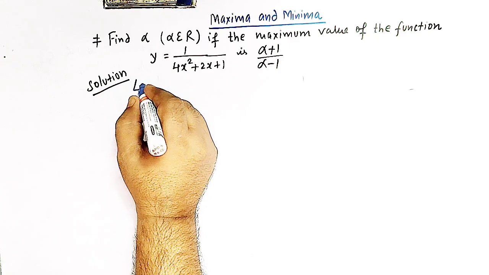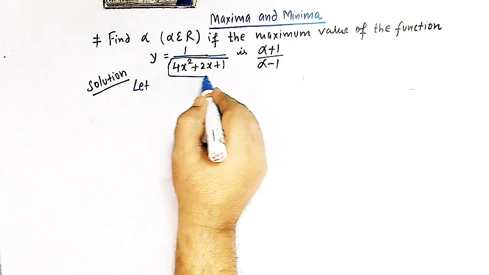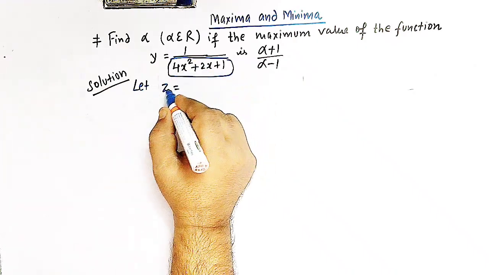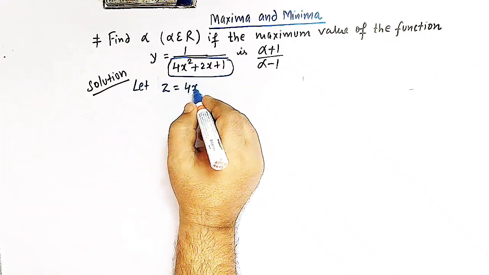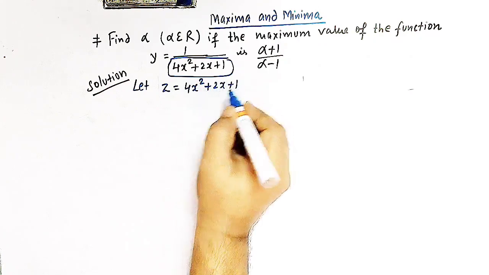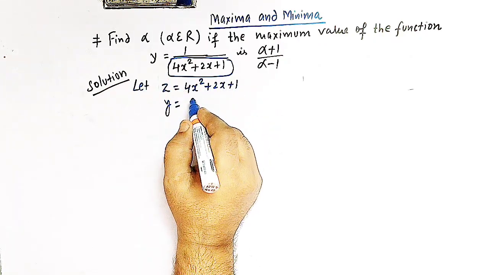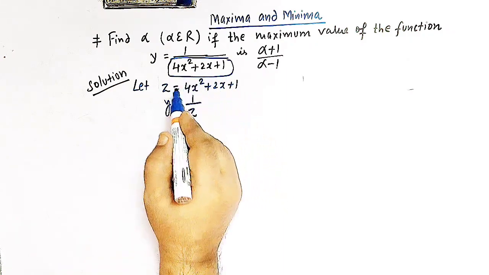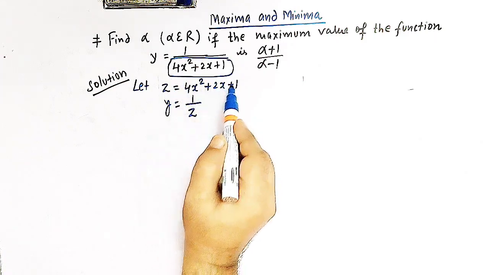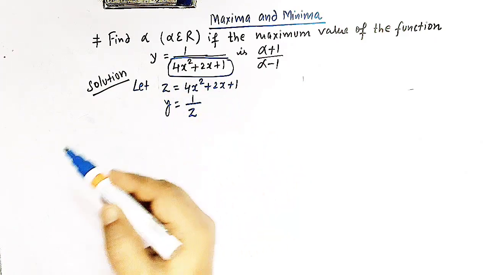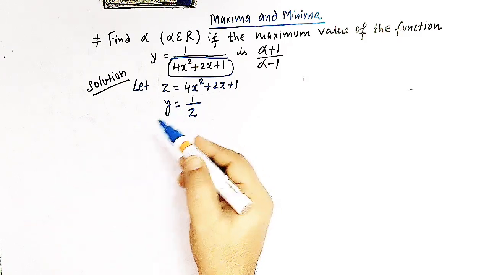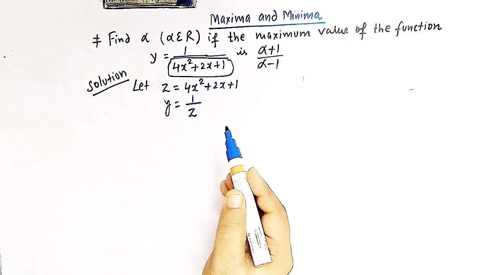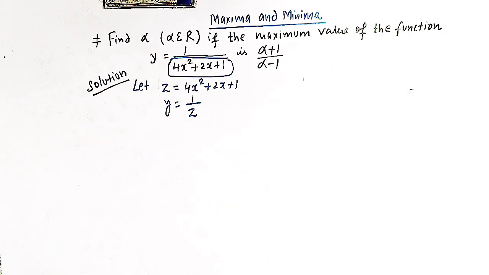So here let us assume this quadratic function as z, right? So z is a function of x, so we can take z is equal to 4x square plus 2x plus 1, so that our function y becomes 1 over z, right? Now we'll find out the values of x for which this function z is maximum or minimum, and with the help of those values we can decide for what values of x the function y is maximum or minimum, right?